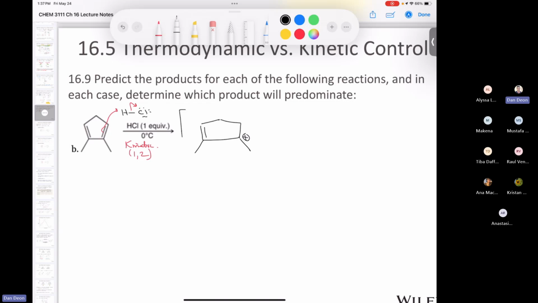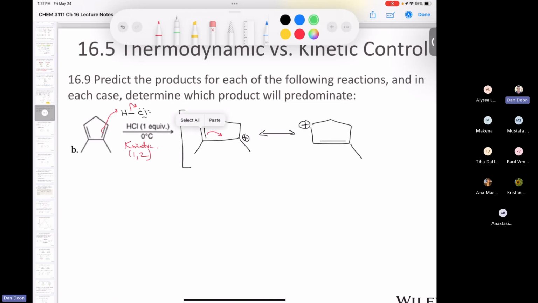Okay, so let's draw the resonance form. We'll put in our resonance arrow like this. So we're going to end up with this carbocation like this. Keep in mind that the proton that we added was here. That's this proton here.